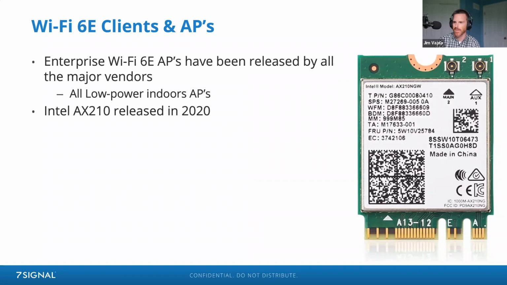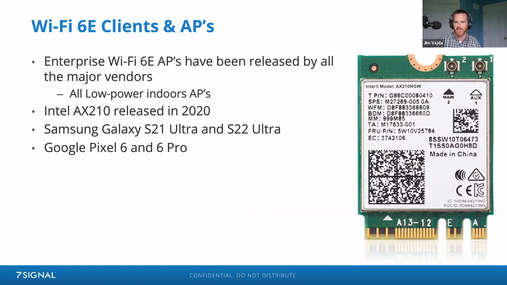The big thing in the enterprise on the client side is the Intel AX210 adapter that's been out for 2 years now. And if you've been able to influence client procurement for your Windows fleet, maybe you've already got a significant number of these deployed. And now it's just a matter of getting APs deployed so they can take advantage of 6 gigahertz.